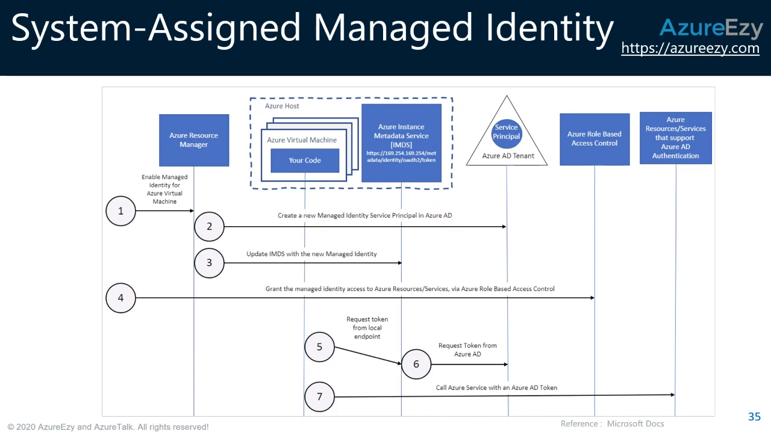Then, once it is created, it will update the Azure Resource Manager, configure the identity on that VM, and update the metadata, that is the instance metadata service. Once this happens, in the next step it will grant the managed entity some sort of access based on the RBAC. Based on the role-based access control we have defined, it will grant the managed entity access to that particular resource or service.